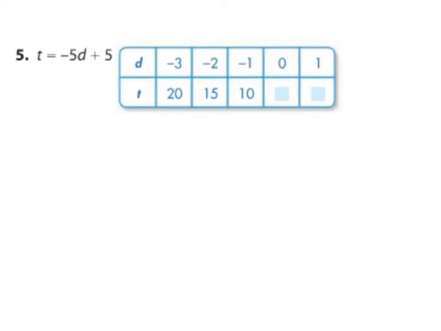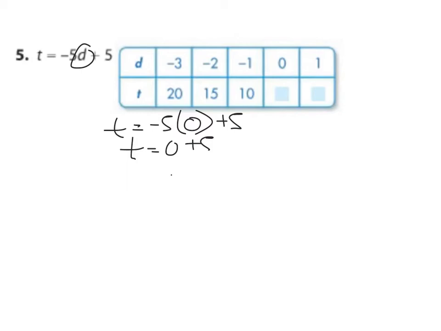Alright, so I'm going to go back to the equation, and where there's a d, I'm going to put 0. So I got t equals -5 times 0 plus 5. I know that anything times 0 is actually 0, so I have 0 plus 5. I did multiplication first. Then I get t equals 5. So 5 goes right there.